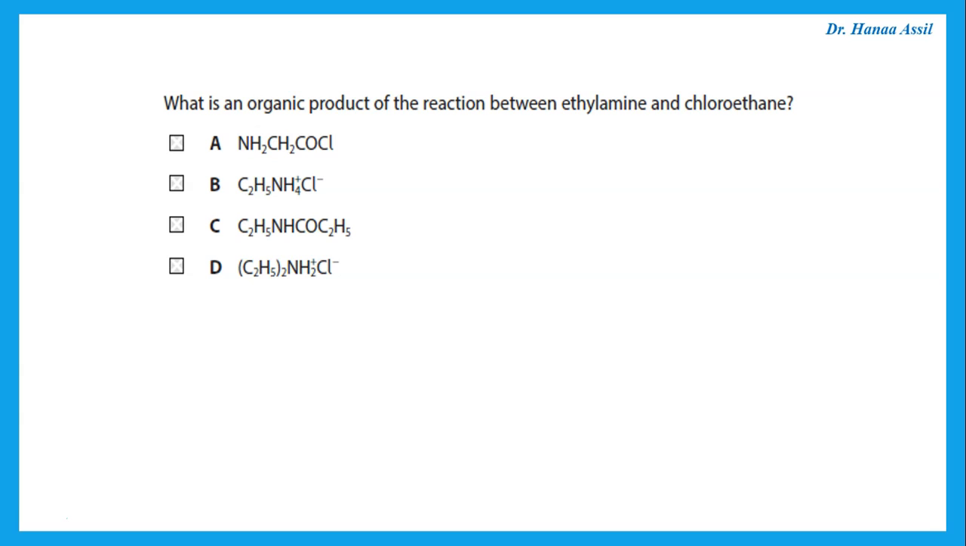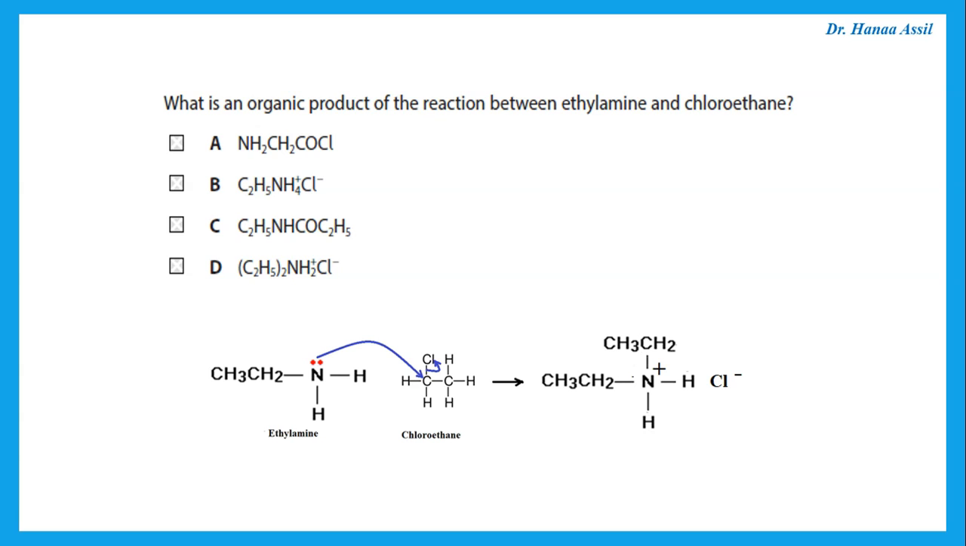What is an organic product of the reaction between ethylamine and chloroethane? Where is ethylamine? This is ethylamine with chloroethane. Remember, this is a method of adding the alkyl group to the nitrogen. So this will form this kind of product. So this is our choice. Remember, an amine with an alkyl halide will add the alkyl group to the nitrogen atom.